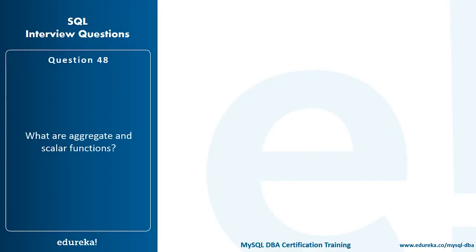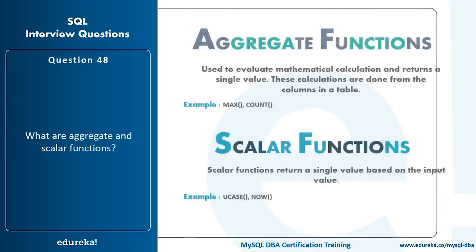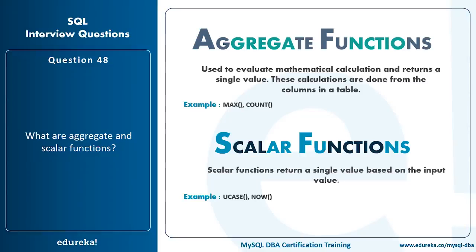That is, what are aggregate and scalar functions? The aggregate functions are used to evaluate mathematical calculations and return a single value. These calculations are done from columns in a table. For example, you can consider the max function and the count function as aggregate functions. Scalar functions return a single value based on the input value. For example, you can consider ucase and now as scalar functions, as they're calculated with respect to the string. So guys, this is what aggregate functions and scalar functions mean.